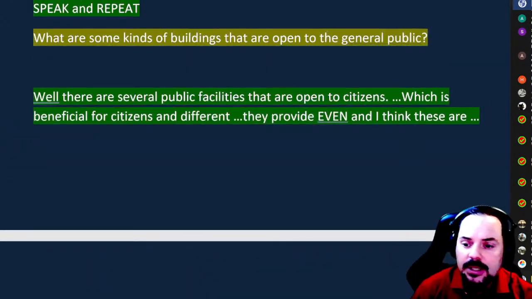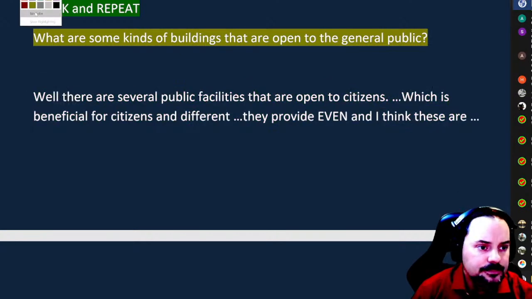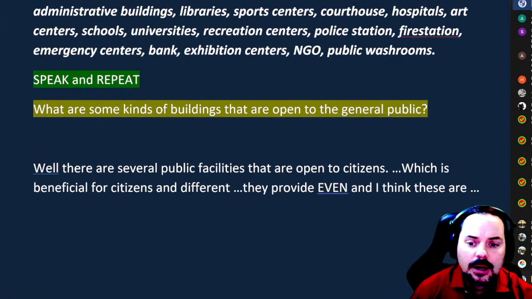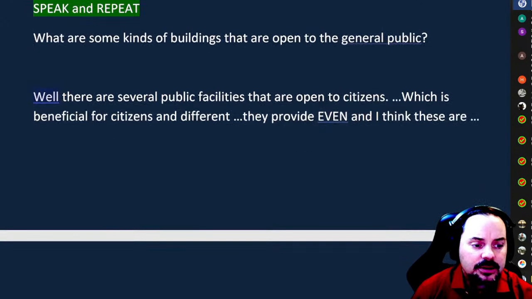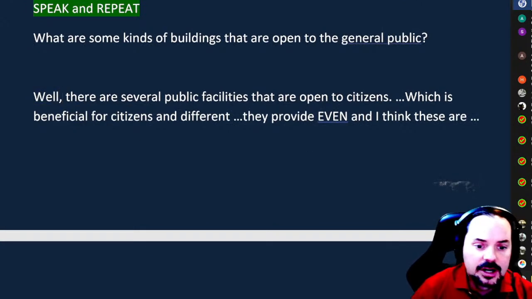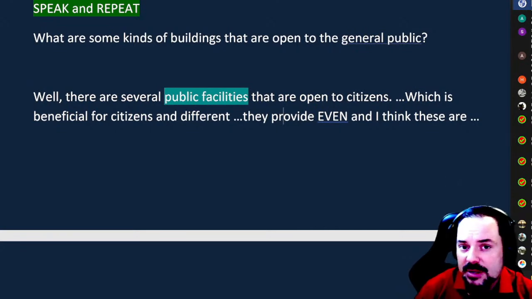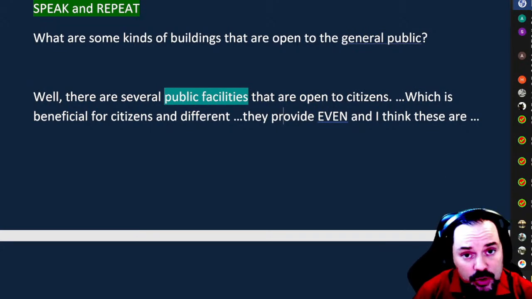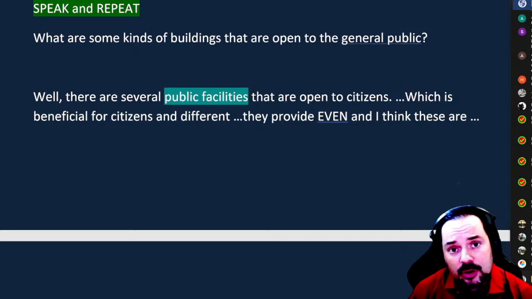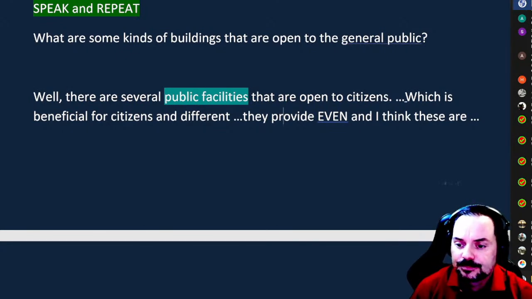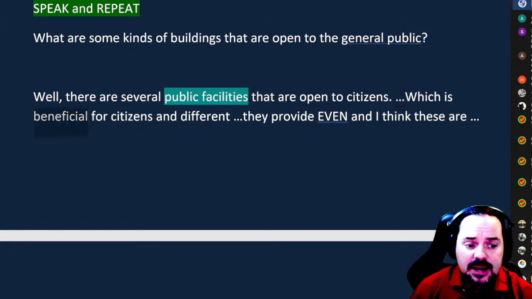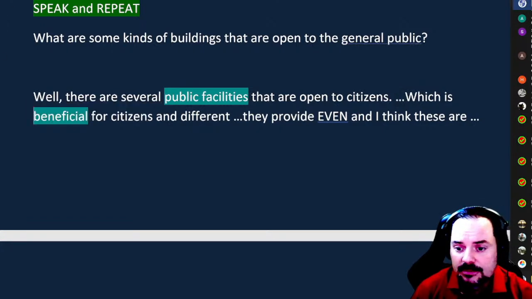All right, let me jump back here. So I asked you what are some kinds of buildings that are open to the general public, and you said, well, there are several public facilities that are open to citizens. That was a good paraphrase there, the public facilities. You were kind of repeating the answer that we practiced, which is great. And then you made it a little bit unique by talking about your country, India. And here you said, which is beneficial for citizens, which was also a good paraphrase.